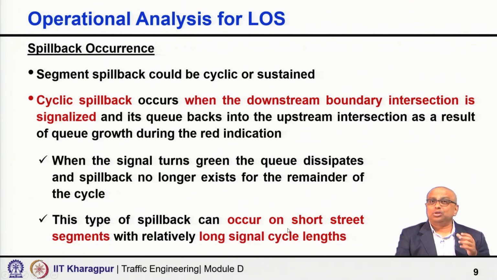may happen on short street segments, because then the queue capacity to accommodate queued vehicles will be less, right, with a relatively long signal cycle length. The stretch is short and the signal cycle length is relatively longer. So, the queue spillback may occur, but that is cyclic spillback, because when the signal turns green the queue dissipates and spillback no longer exists for the remainder of the cycle.